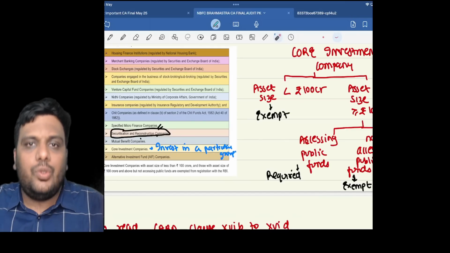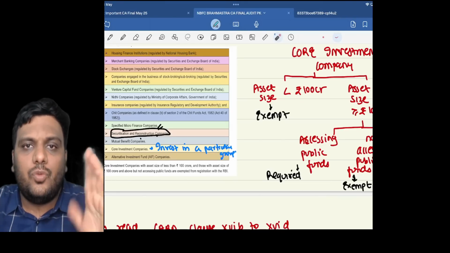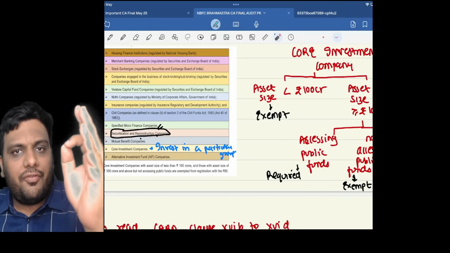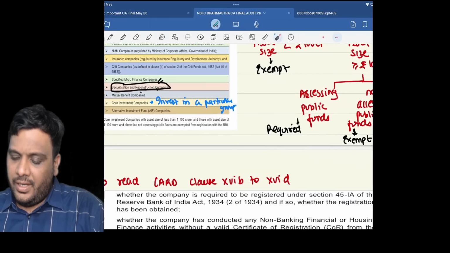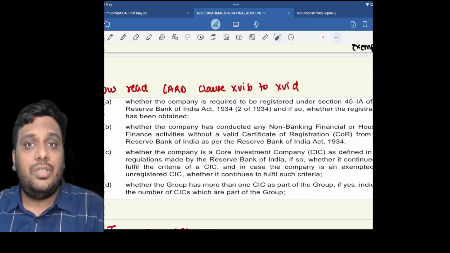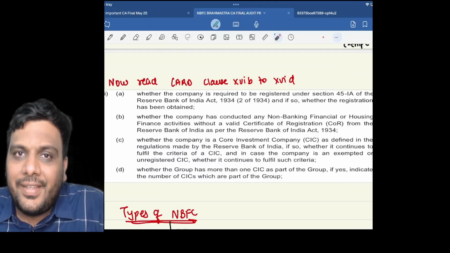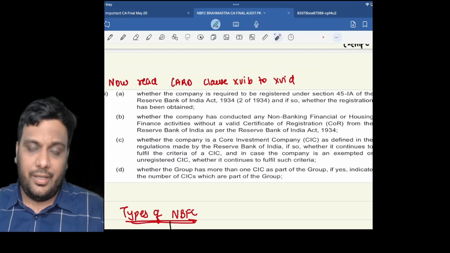Now I am just running you through the notes, so you can pause and go through it and just move ahead. And that will ensure your finest preparation. Now, if you read clause 16B to 16D of CARO 2020, you will understand how it is deeply connected over here.